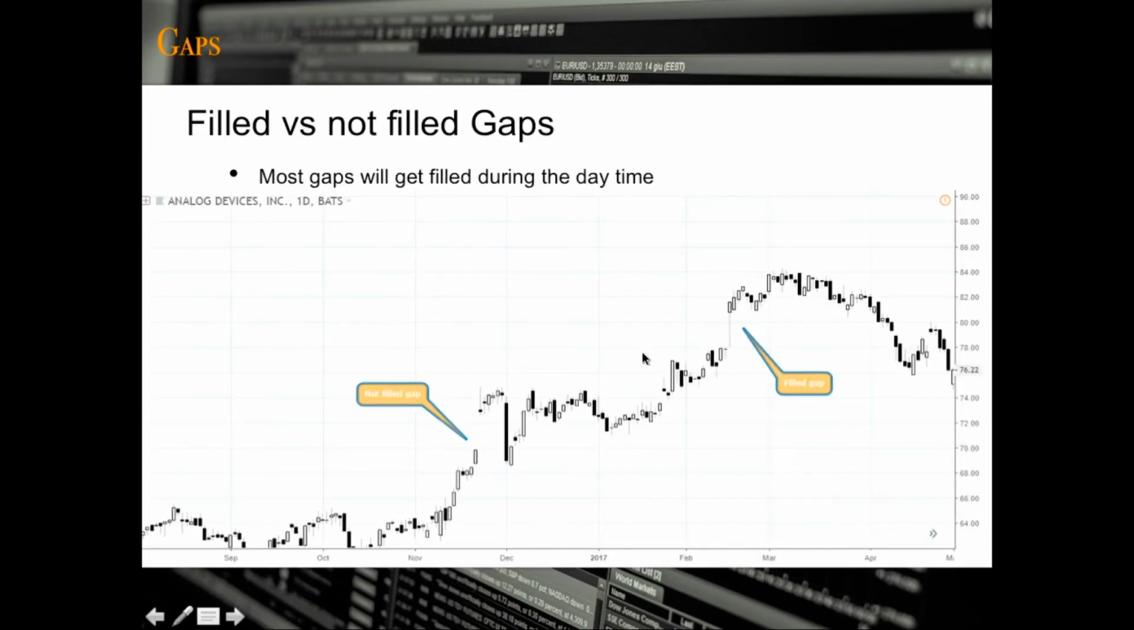So let's take a look at filled versus not filled gaps. The majority of gaps will actually get filled during the daytime. So here we have a not filled gap, and then here we have a filled gap. So take a look here. Strong gap opening, but then it got filled during the day. And gaps that get filled become irrelevant and not reliable, therefore we just completely disregard them.